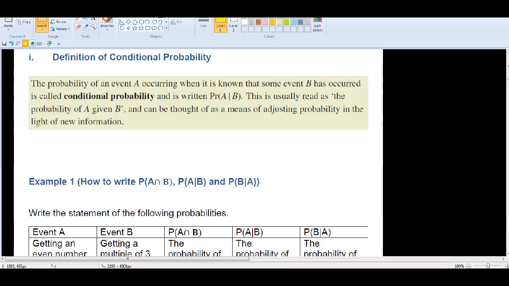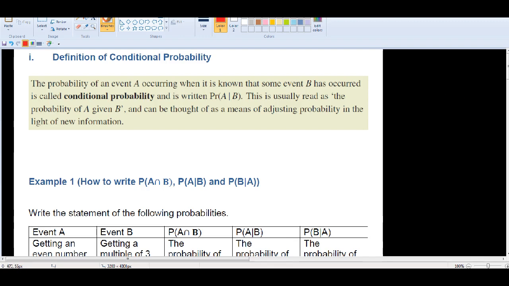Okay, so year 11 mathematical methods. This is our first lesson on conditional probability. We are going to do 3 lessons on conditional probability, which is a very important part in our study of probability in year 11.